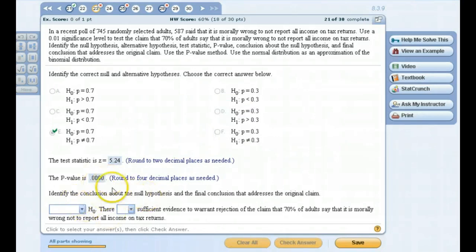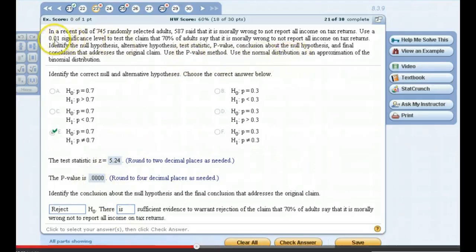All right, and then identify the conclusion. So again, the p-value is, I mean, it's basically impossible for this to be equal to 70%. So we reject the claim because there is sufficient evidence to warrant a rejection of that 70% claim. Okay, the p-value method means if p is less than alpha, then you will reject the null hypothesis.